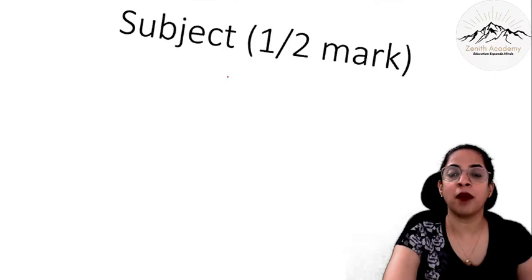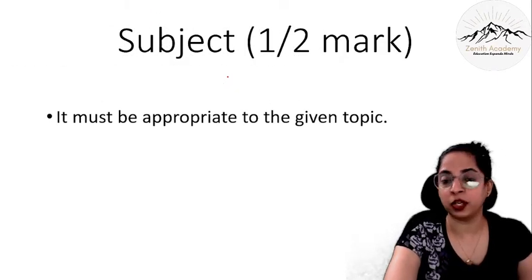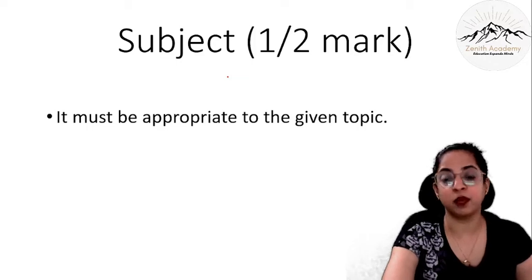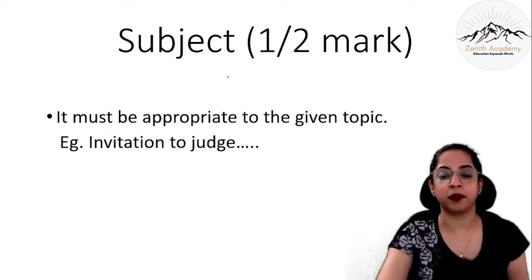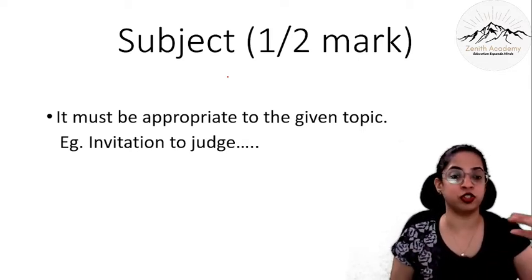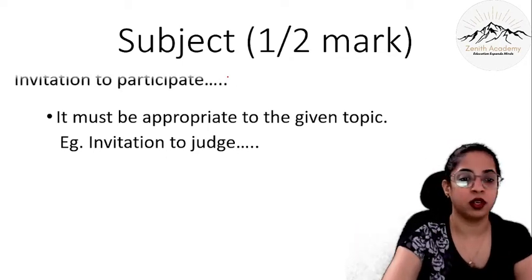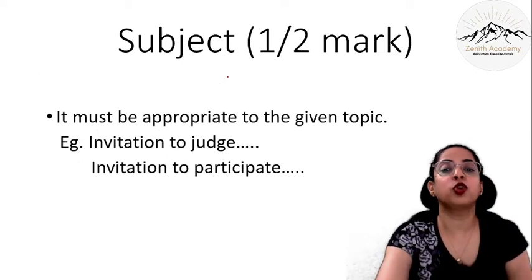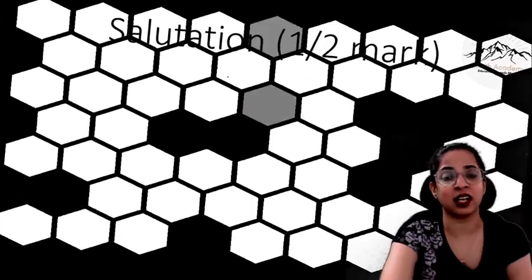Now let's talk about the subject. It must be appropriate to the given topic. It should be related exactly to the given topic. For example, if you are inviting someone to judge a competition, then you should start with invitation to judge so and so competition. Then invitation to participate in this and this competition. So that is how you will get that half mark.